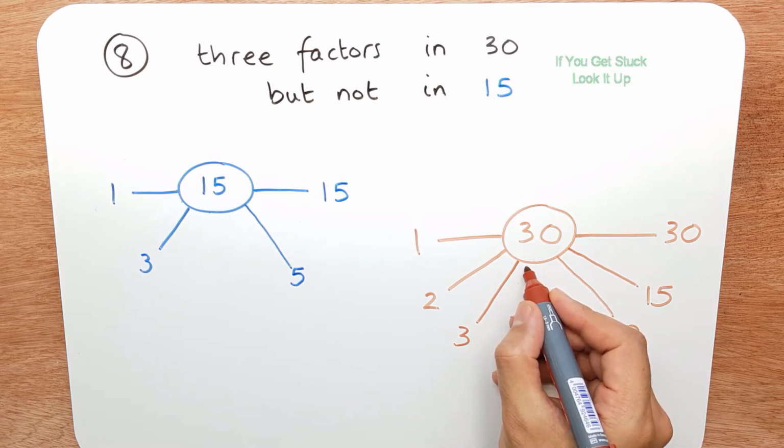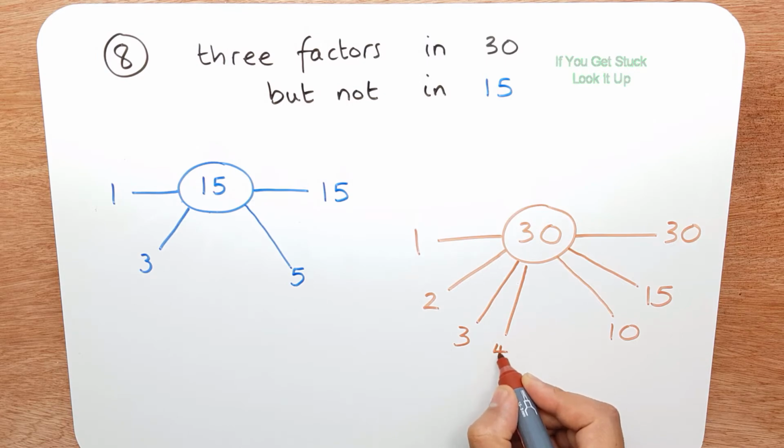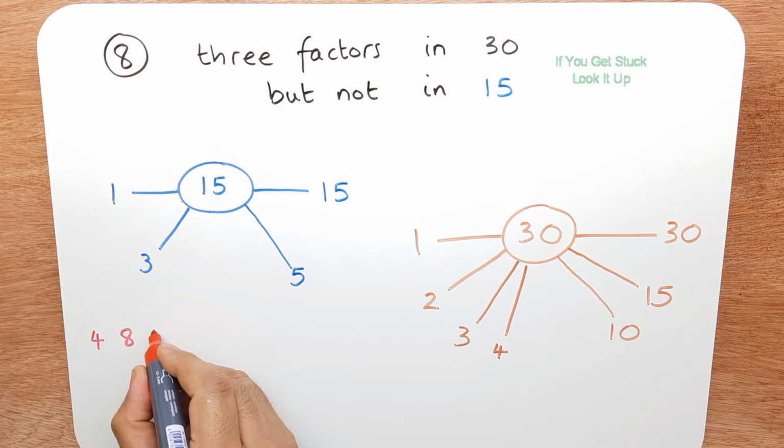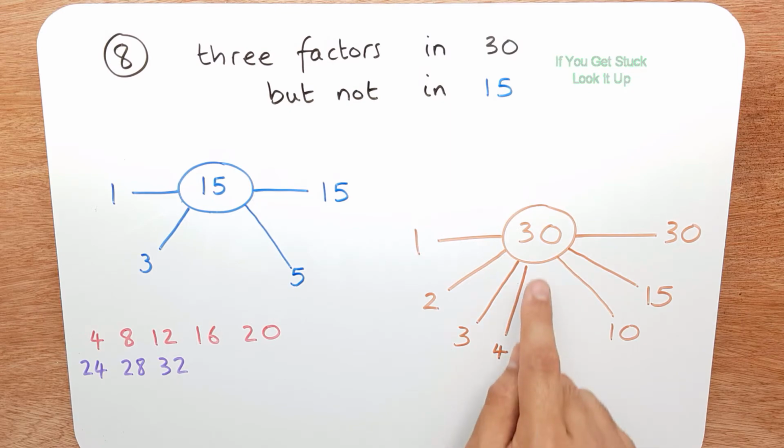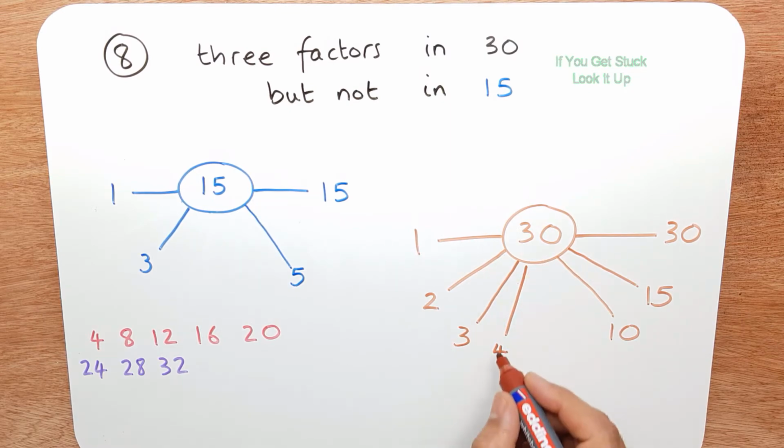Now, what if I tried 4? Now, I know my 4 times tables. And that is 4, 8, 12, 16, 20, 24, 28, 32. So if you look here, there's no 30. So 30 does not divide into 4. So 4 is not a factor of 30. We can cross that off.